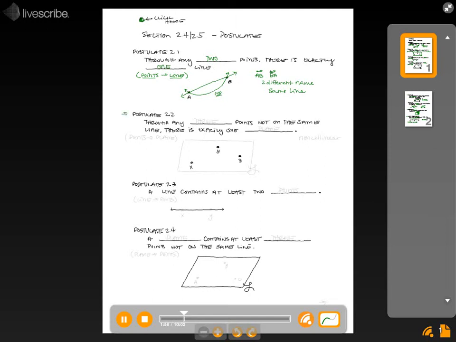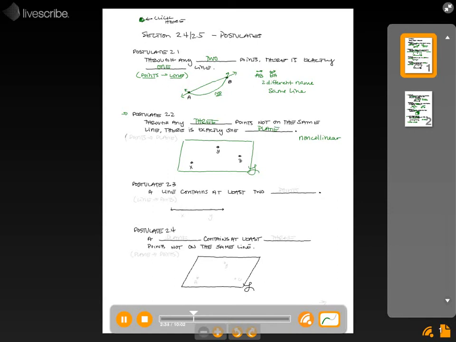Our next one, postulate 2.2, says through any, this should be 3 points not on the same line, there is exactly 1 plane. Alright? Through any 3 points not on the same line, and remember, not on the same line, we could say non-collinear. Okay? There is exactly 1 plane. So if we look for our picture down here, we've got 3 points, and those 3 points are all contained in a plane. And we show a plane by putting a parallelogram, and we've got those 3 points inside, and we name a parallelogram with a capital cursive letter.